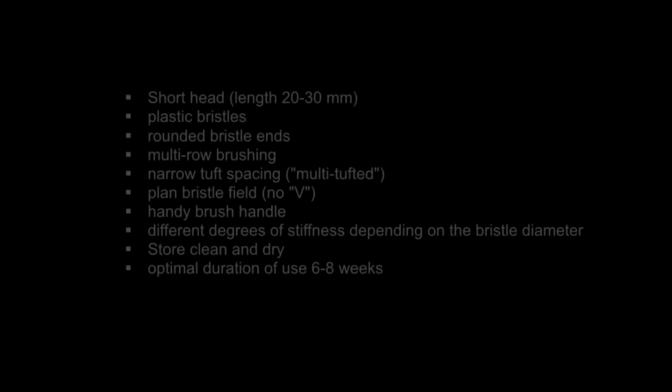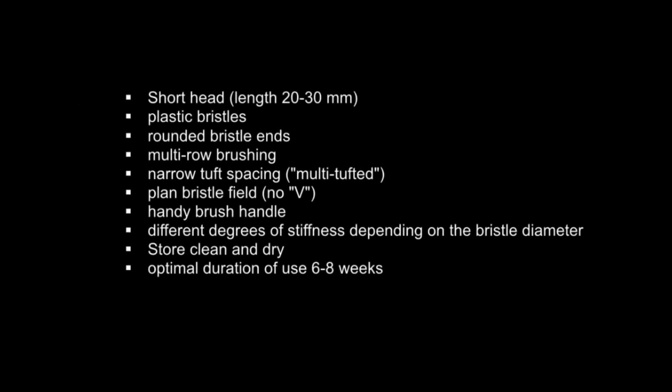We start with what most people still use, the hand toothbrush. So when you have one, you should be sure that it has a short head, length approximately 20, maximum 30 millimeters, that it has round bristle ends and round plastic bristles, multi-row brushing, that it is narrow tufted, that it has a plain bristle field, no V, so whatever you see in advertisement is not necessarily correct, that it has a handy brush handle, and please don't buy too hard toothbrushes, too hard bristles, as they might damage your gums.